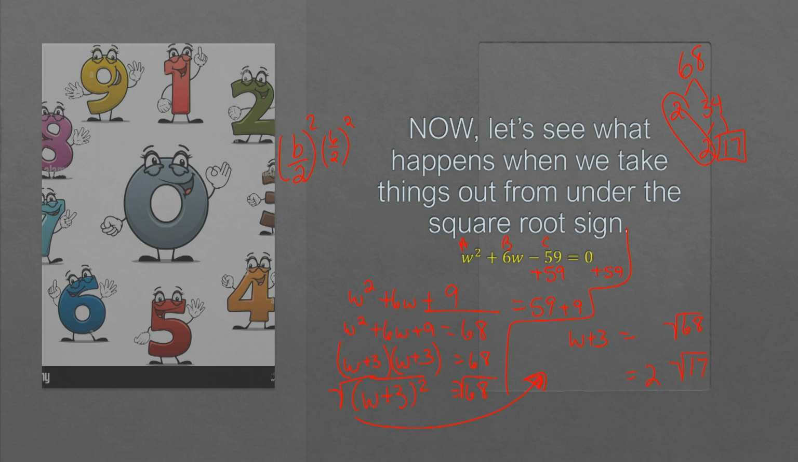And remember, anytime that we have a square root, it's always a what? A plus or a minus. So I have w plus 3 equals positive or negative, or plus or minus, 2 square roots of 17. Still have to get that w by itself, so I'm going to subtract 3 on both sides. So my answer here is w equals negative 3 plus or minus 2 square roots of 17.